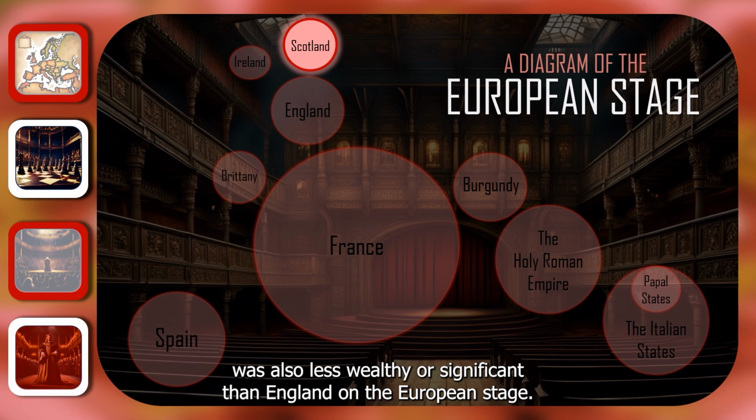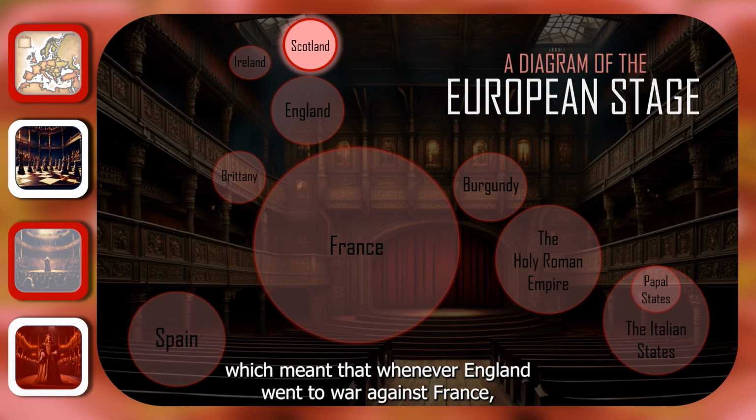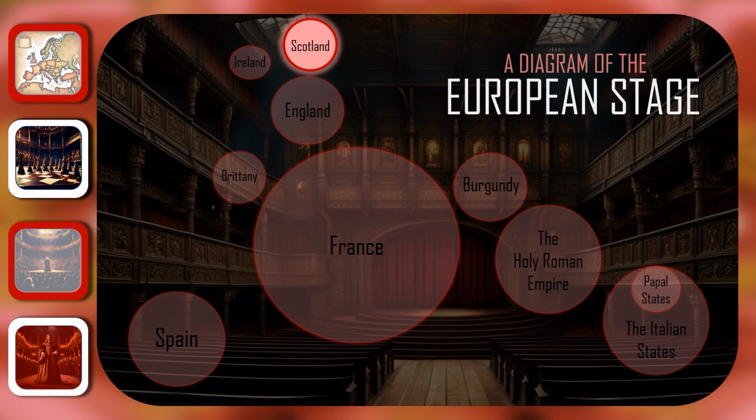Scotland was also less wealthy or significant than England on the European stage. However, they did form what was known as the Old Alliance, which meant that whenever England went to war against France, they also faced invasion over their only land border from Scotland.